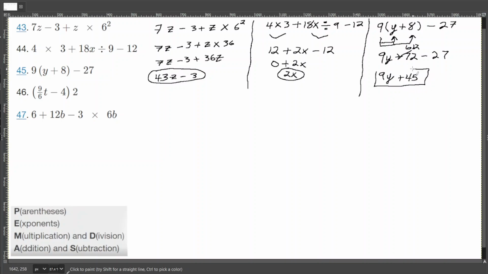So we can't do anything else because the 45 doesn't have a y. We cannot combine those like terms. Well, they are not like terms, so we cannot combine them. Sorry, say that a little more properly. Okay, so that's how we would handle something like 45. Now 46, I want to rewrite this, okay? So let me explain why I want to rewrite this.